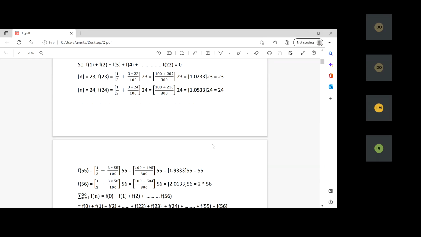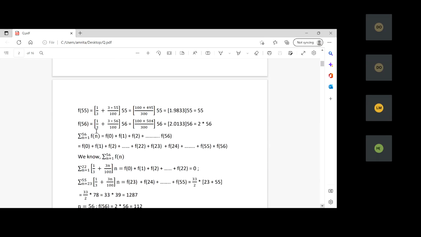Now after that, when it comes to f of 56, it's 2 multiplied by 56 because here the value range changes to 2.01. So the value is 2 into 56. Now we can just simply add whatever you have found or identified individually.